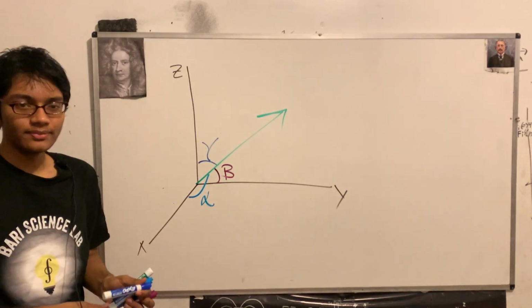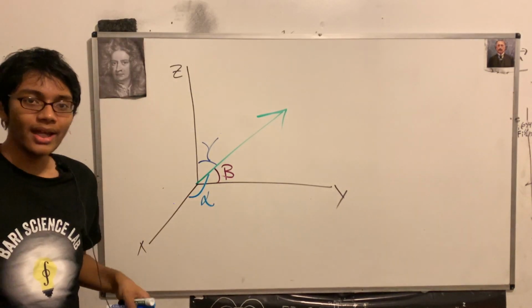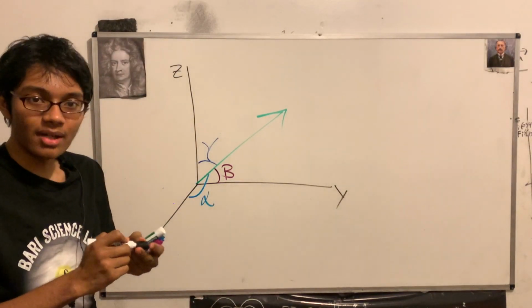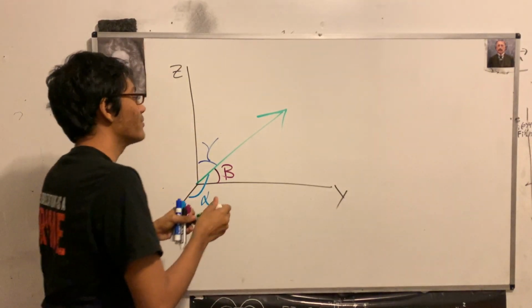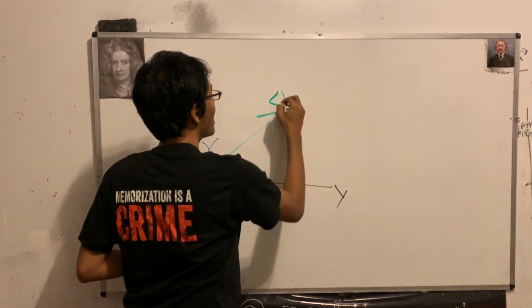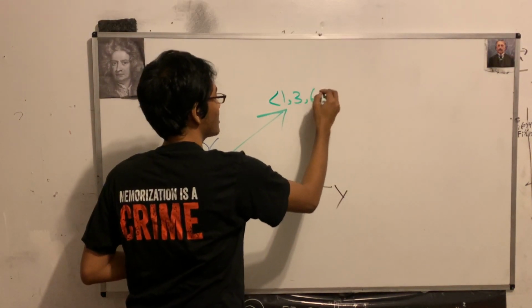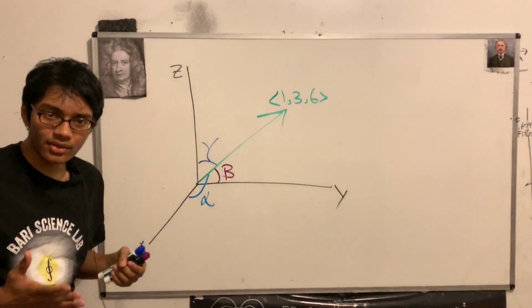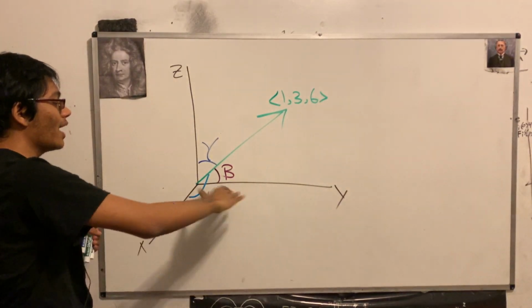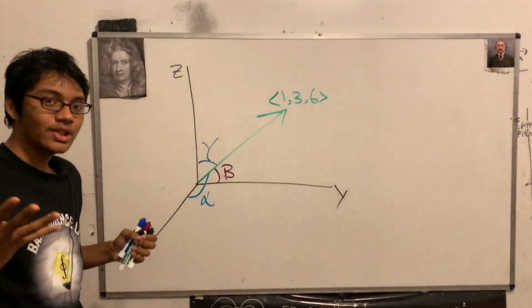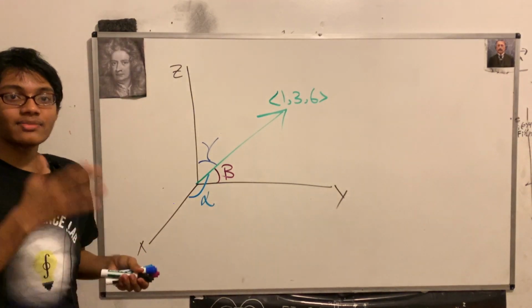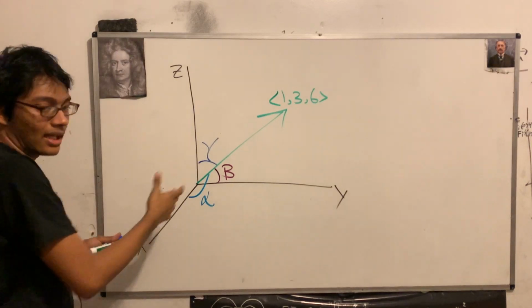How can we do that? Well, it turns out it's not too bad. Let's say our vector has some components. Let's give it some numbers. Let's say our vector is, I don't know, 1, 3, 6. Okay, that's our vector. Now, to find the angle that our vector makes with the x, y, and z axes, what I have to do is use the second definition of the dot product, the definition that tells me what the cosine of these angles are.